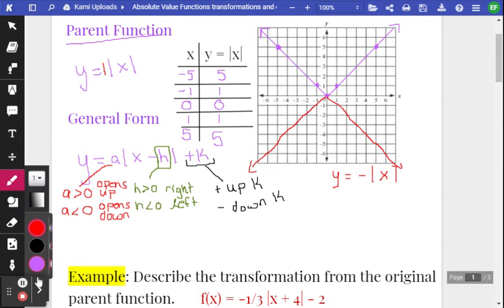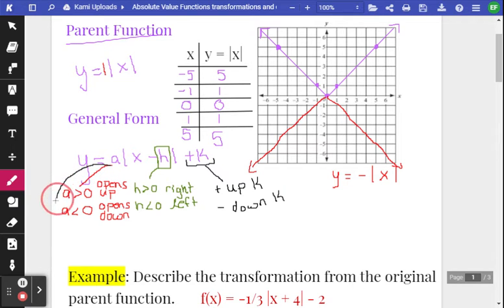Now the A also, like I said, has two jobs. The other job is that the A value tells us whether our graph has a vertical stretch or compression. A vertical stretch happens when we are increasing more than we are running. If we think about our slope, that's when our y value is greater than our x value. So if A is greater than 1, it's a vertical stretch. If A is between 0 and 1, it's considered a vertical compression.